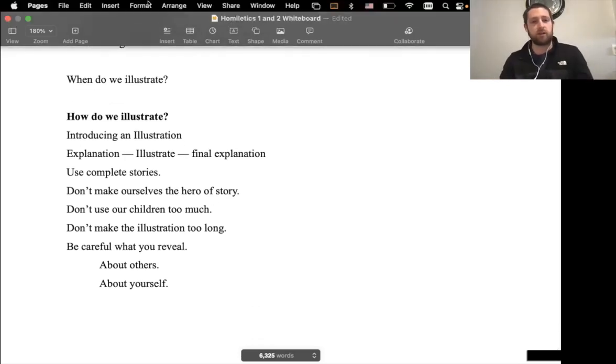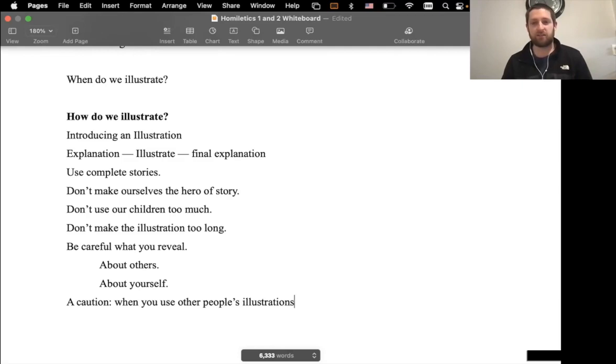Next, here's a caution. A caution when you use other people's illustrations. So if you hear a sermon and you hear a good illustration from that sermon, can you use it? Yes, absolutely you can. Oh, that's a helpful story, I'm going to use that story myself. Now, if it's not about you, don't pretend like it is about you.